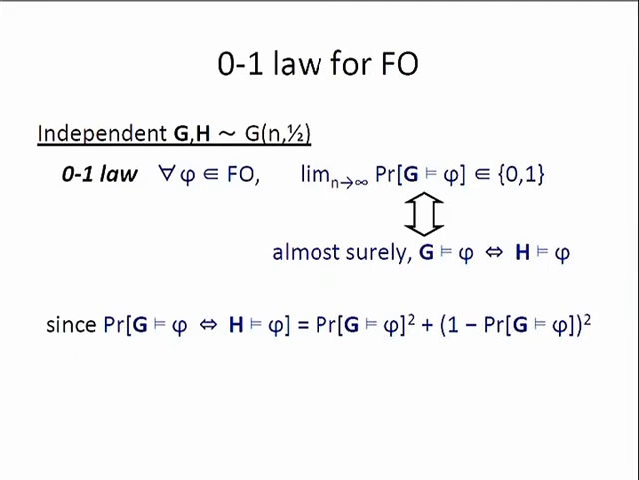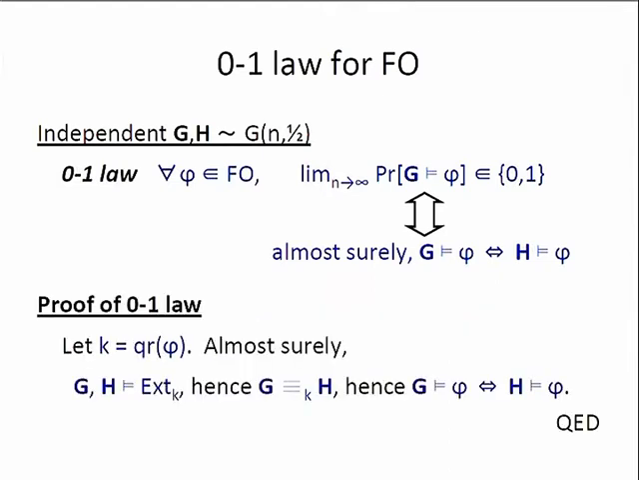And this follows formally because if you look at the probability that G satisfies phi if and only if H satisfies phi, this is the probability that G satisfies phi, squared, plus 1 minus the probability that G satisfies phi, squared. And if this probability tends to 0 or 1, then this expression tends to 1.